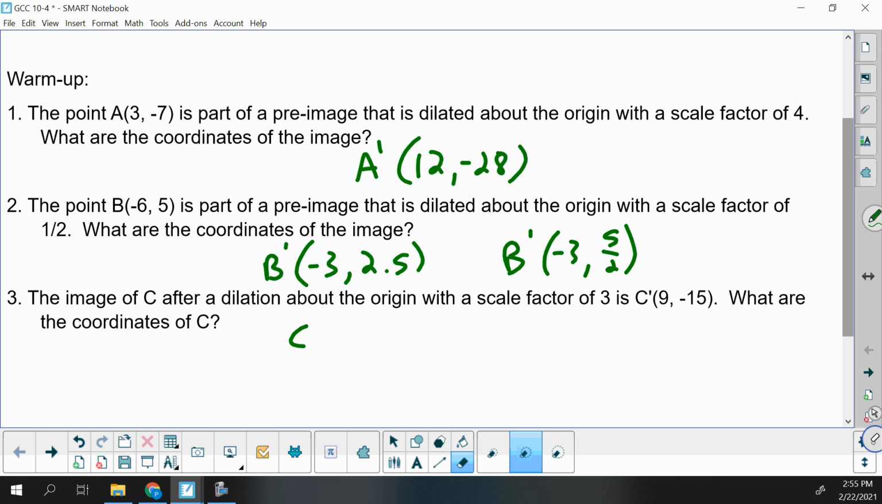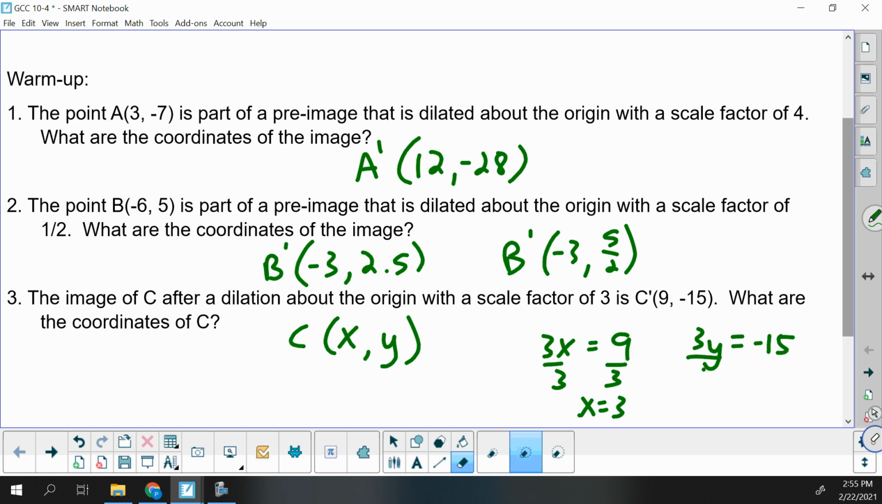So we don't know the coordinates of C in the third one, but we know the image should be (9, -15) after we multiplied by 3. So we know 3 times our x should give us 9, and 3 times our y should give us -15. So if we divide this by 3, we get our original x is 3. Divide this by 3, we get our original y is -5. So the original point C is just (3, -5).